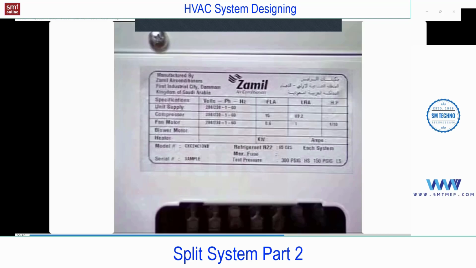Actually, these terms are related to the service side, but this is very common. May be asked in interview even for the designing or for installation engineer also.